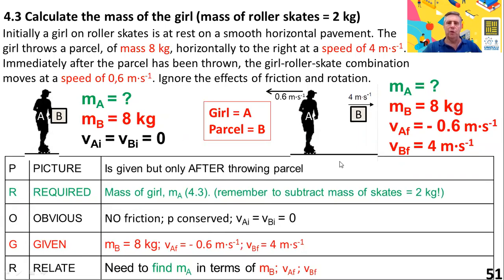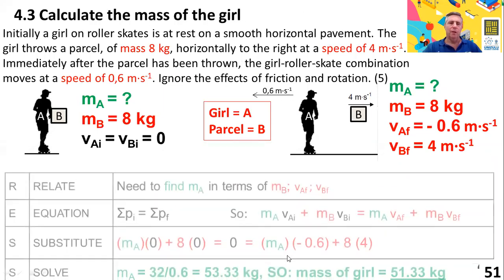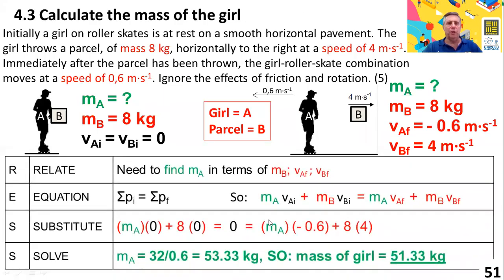What is given? Well, you're told the mass of the parcel, the mass of B. You're told the final velocities of the girl roller skate combination and the parcel. And you are asked to find the mass of the girl. And please remember to subtract the mass of the skates. So the required quantity is the mass of the girl, or MA. So we need to find MA in terms of what we have. So we continue to look for an equation. It's a simple equation, conservation of linear momentum.